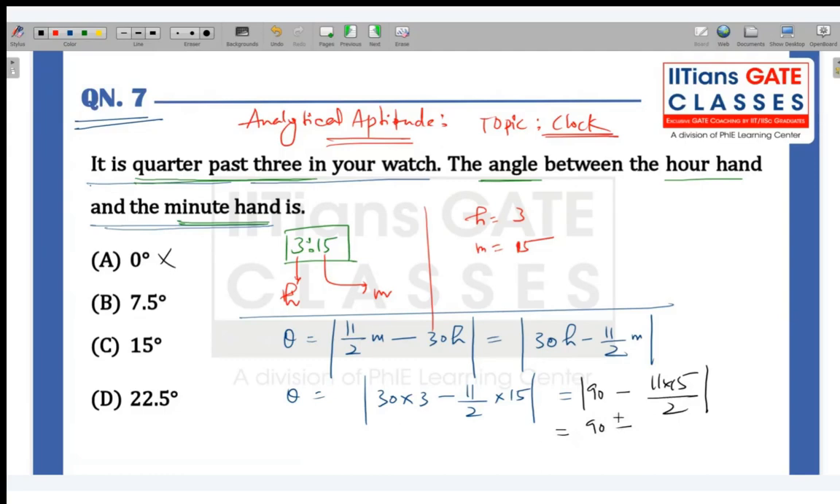You can use online calculators. Here 11 into 15 by 2 is going to be 82.5, and if you subtract this from 90, you get 7.5 degrees. So option B is going to be correct.